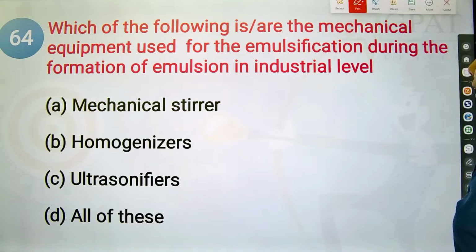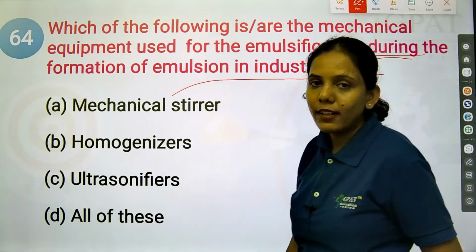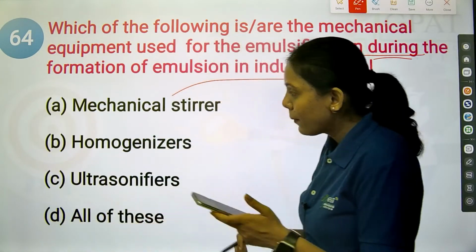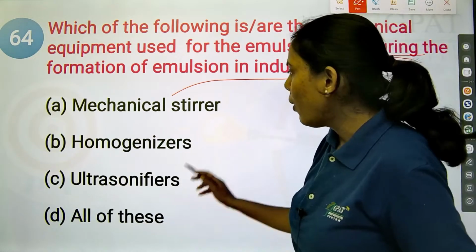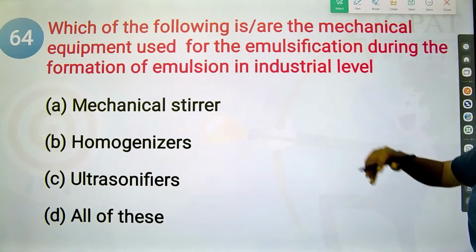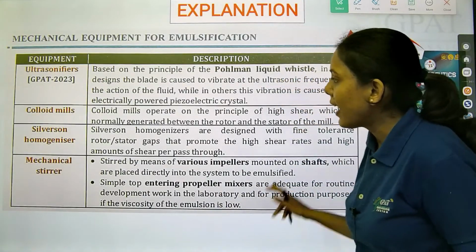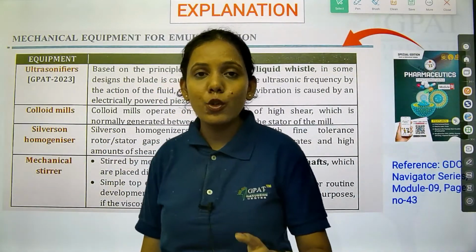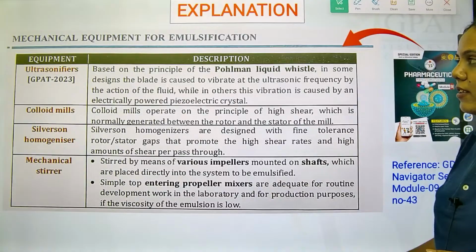Which of the following are the mechanical equipment used for emulsification during the formation of emulsion in industry? So basically they are asking which equipment is there for the emulsion. Option A, mechanical stirrer, homogenizer, ultrasonifier, all of this. I think everybody knows till now. We are using homogenizers, ultrasonifiers, and mechanical stirrers to form the emulsion, to mix properly. So that is the right answer. Apart from that, you have colloidal mill. Always remember, colloidal mill is used to form the dispersions. Silverson homogenizer, mechanical stirrer, and ultrasonifiers.